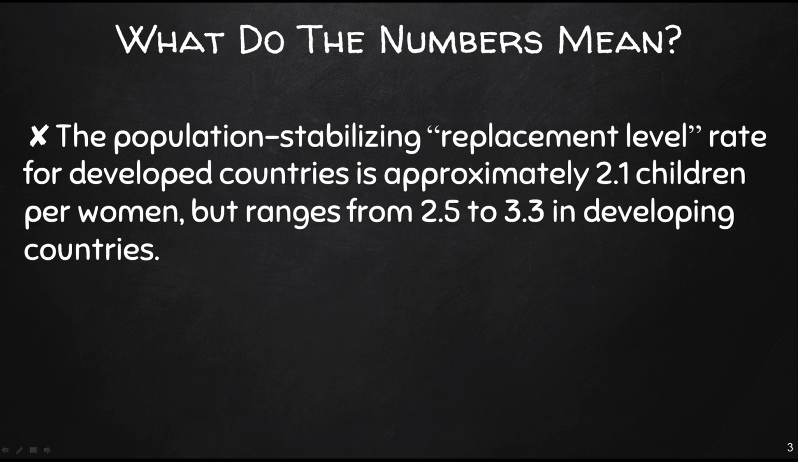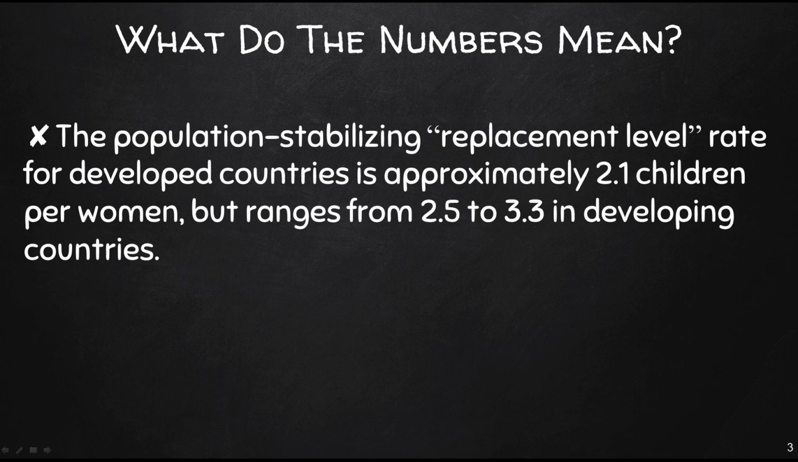So replacement level fertility is the total fertility rate, the average number of children born per woman at which a population replaces itself from one generation to the next without migration. This rate is roughly 2.1 children per woman for most countries. In other words, a country with a total fertility rate of 2.1 will not be growing or shrinking, but remain stable in size. Of course, this doesn't account for migration.